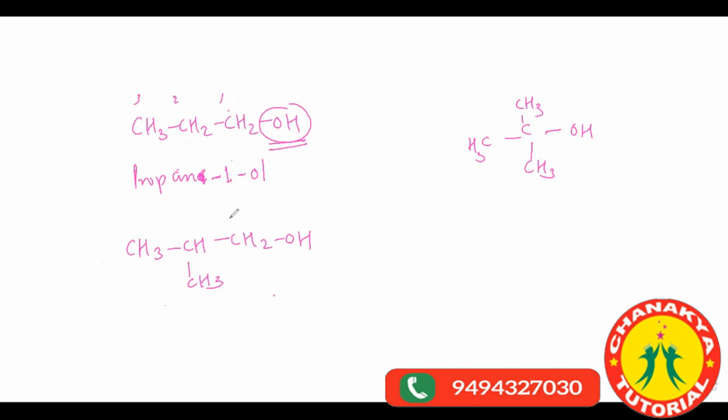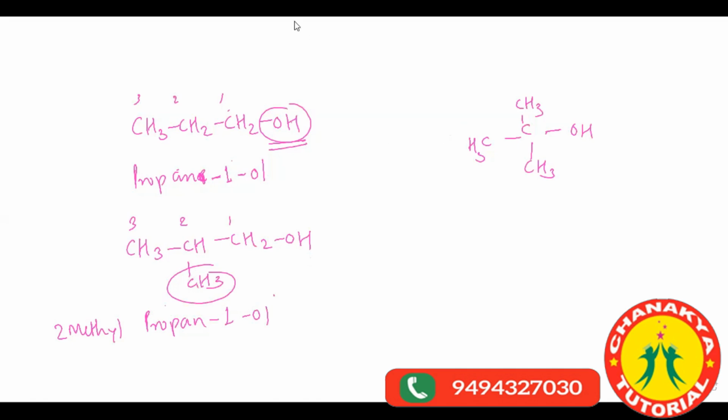The same thing we have to do for this one: 1, 2, 3. The longest chain is 1, 2, 3 here also. So that is again propane. The E should be replaced. The first carbon is connected to the functional group, so propane-1-ol. But this substituent is there at the second carbon. So 2-methyl propane-1-ol. Clear?